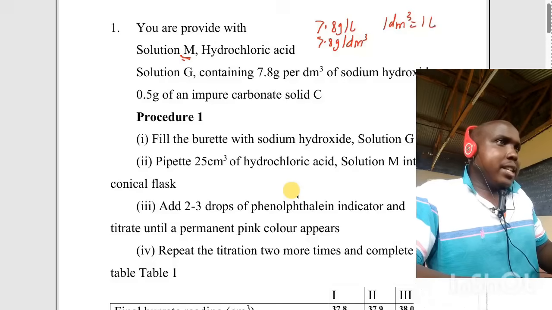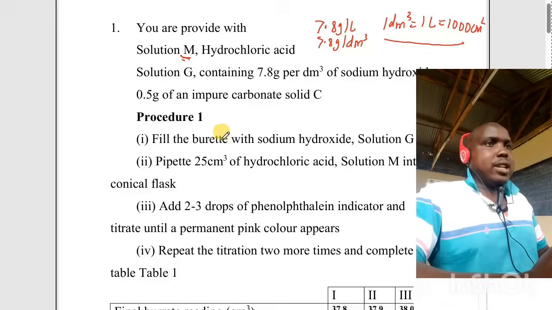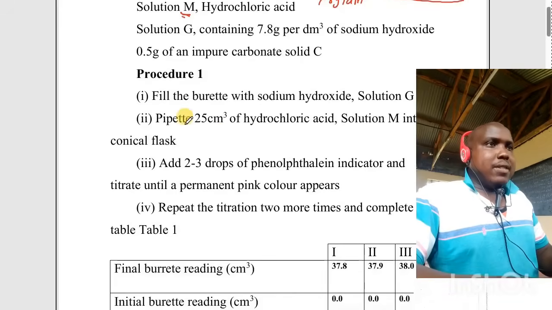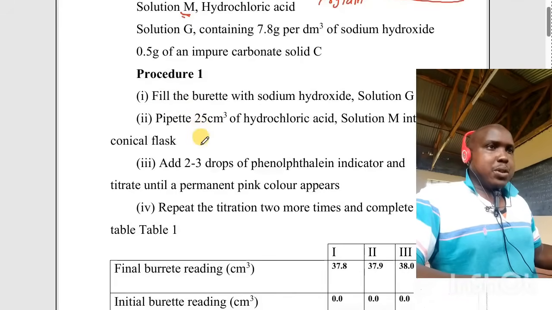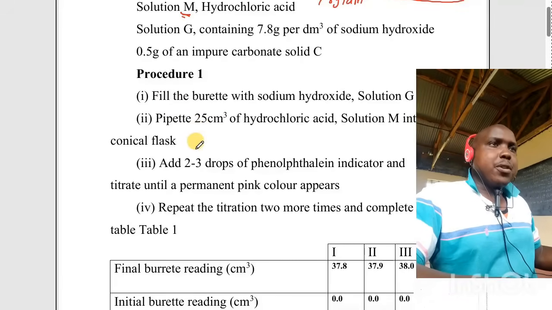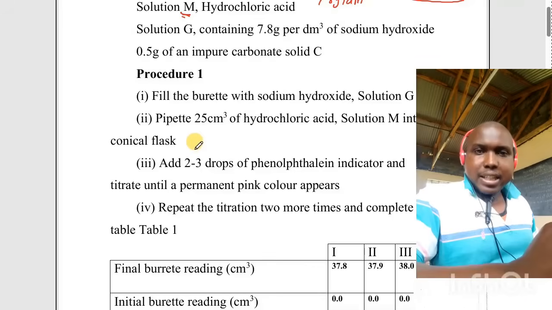So 1 dm cube is equal to 1 liter and is equal to 1000 centimeters cube. This is one thing you need to understand. Then we are given this solid C. Procedure 1. I told you that paper 3 is about the procedure.